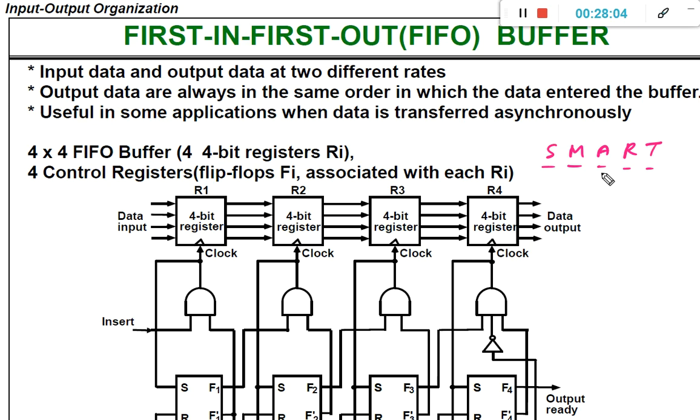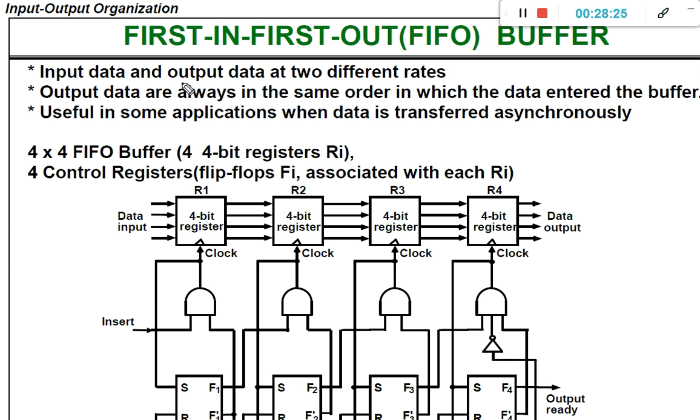That is why whatever buffer we are going to use must follow the first in first out order. Whatever character is inserted first should be output first. That is why it is called the first in first out buffer.